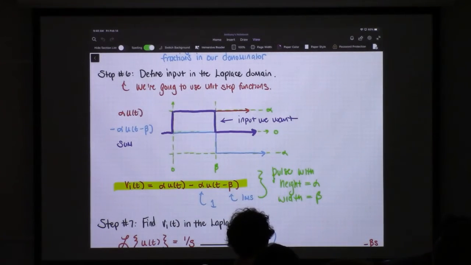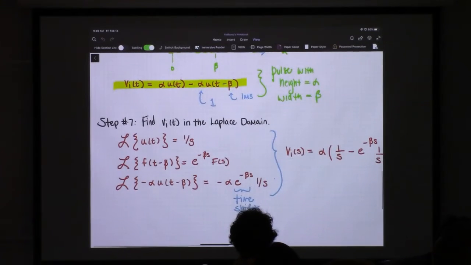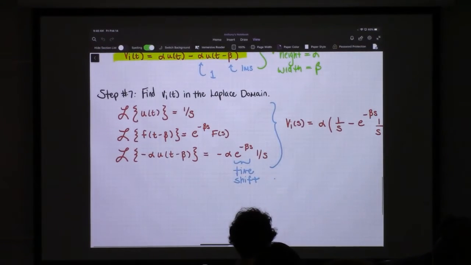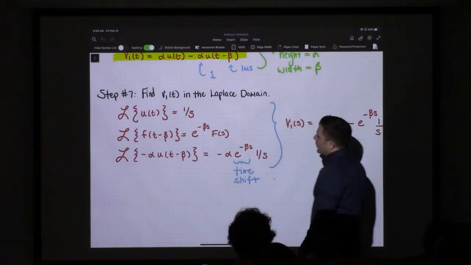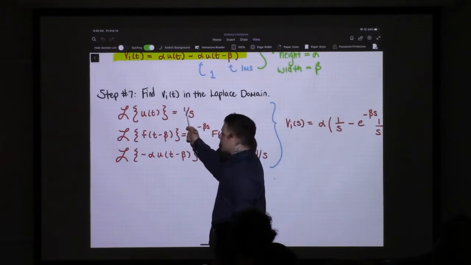Now, converting this to the Laplace domain, there are 3 Laplace transforms that we need to be familiar with. One is going to be the Laplace transform of a unit step function, which is equal to 1 over s.